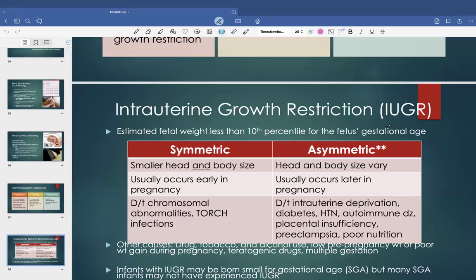There are two types, symmetric and asymmetric. You'll see the asterisk next to asymmetric. That is the most common. Asymmetric intrauterine growth restriction is the most common. In the symmetric form, all parts of the fetus are small, the smaller head and body size, versus asymmetric, where the head and body size may vary. So maybe they have a big head, small body, or small head, big body.